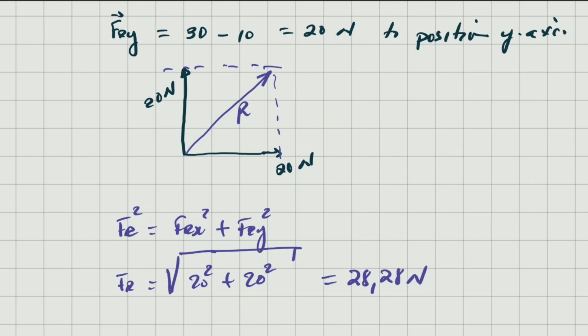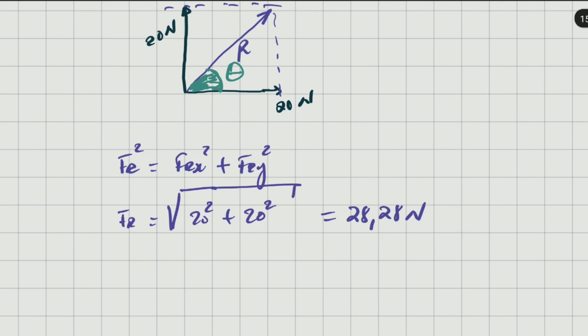You are not done because you need the direction. And for the direction, we are going to calculate this angle here. And this angle is going to be from the positive x-axis. So let's calculate that angle, and it's the same as the previous time we did. So this angle is equal to tan inverse of the opposite side, which is 20, divided by the adjacent side, which is also 20. When you solve this one, it is 45 degrees.